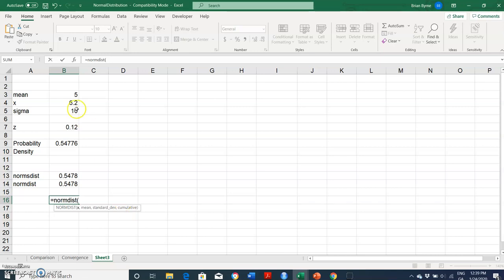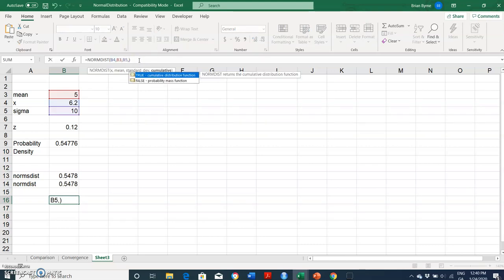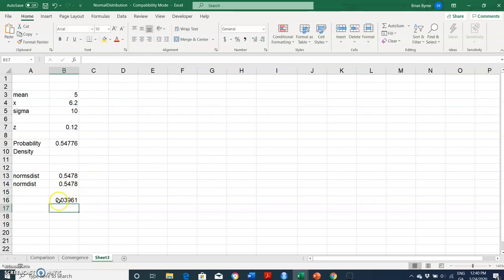So for instance, in this case, I can run the same estimation. So what's the probability of getting a value less than 6.2, where the mean is equal to 5, the standard deviation is equal to 10, and yes, we're looking for a probability, true. Okay, we get a probability output. But if I change the final argument to false, then notice we get the probability density function. Okay, and we get this value 0.0396. Now, where am I getting that from?